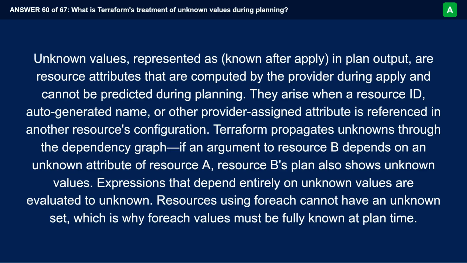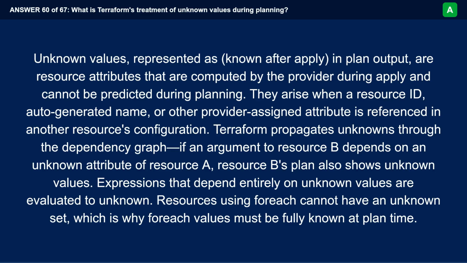Unknown values, represented as known after apply in plan output, are resource attributes that are computed by the provider during apply and cannot be predicted during planning. They arise when a resource ID, auto-generated name, or other provider-assigned attribute is referenced in another resource's configuration. Terraform propagates unknowns through the dependency graph.